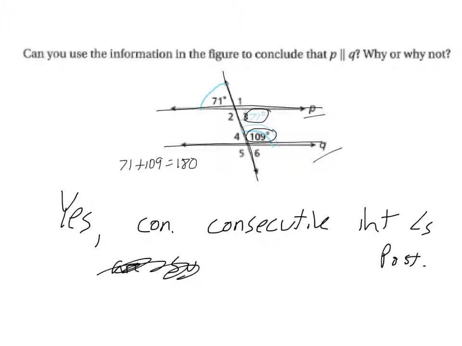Okay, we have to make sure that we're able to identify the four different types of angle relationships, such as same side interior, alternate interior, alternate exterior, and corresponding. If we can do that, on top of identifying vertical angles and supplementary linear pairs, then we should be okay for this chapter. Okay, and that's all.